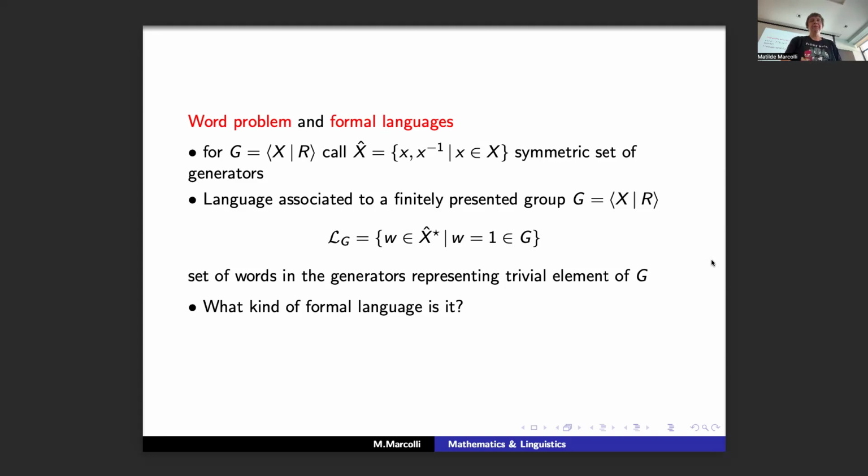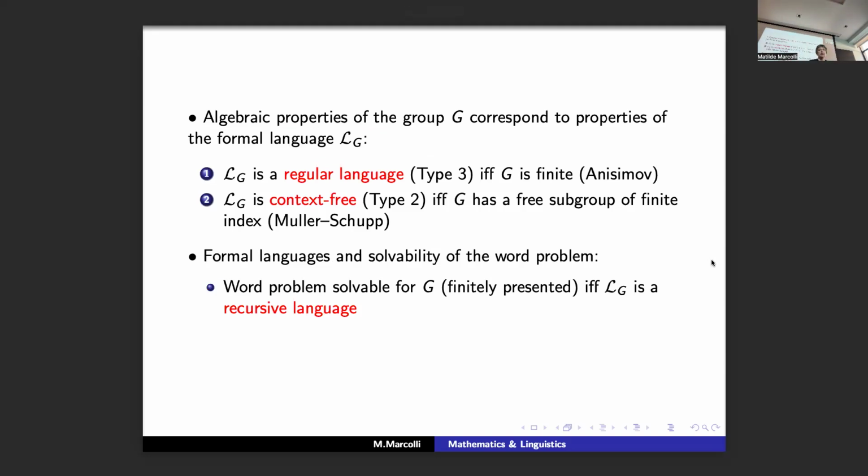There are two results, and I'll list the references, that characterize the cases of the regular languages and the cases of the context-free languages. One result is that this group language, which corresponds to the word problem for G, is a regular language if and only if the group is finite. That's a very restrictive class indeed. The languages that can be computed by finite state automata can only be finite groups.